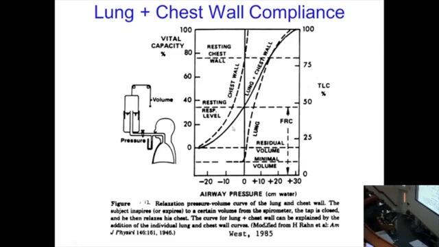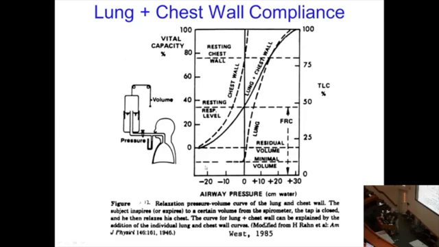This is a somewhat complicated figure. So this shows pressure volume curves for the lung over here and the chest wall over here. So we've been talking about the lung. The chest wall has its own elastic properties, and its pressure volume curve looks like this. It just gets steeper and steeper. The lung curve is steep at the beginning, and then it gets flatter as you go up.